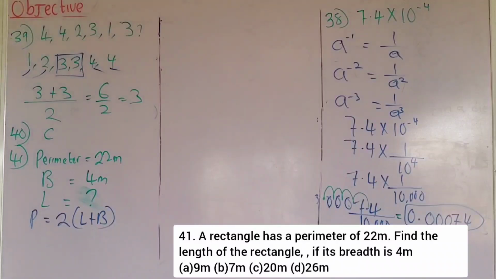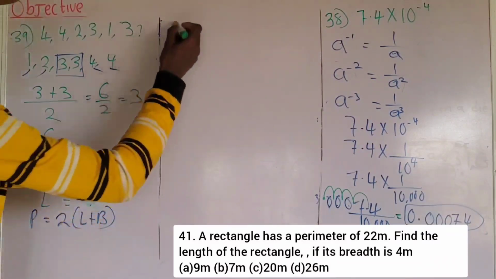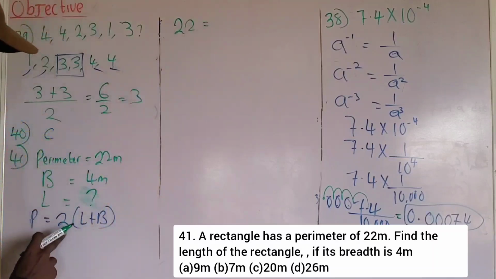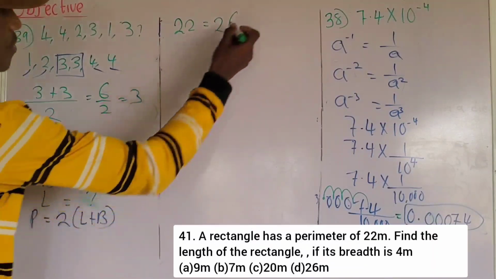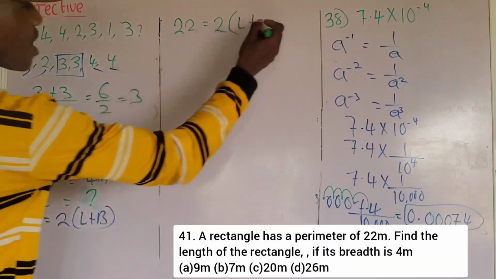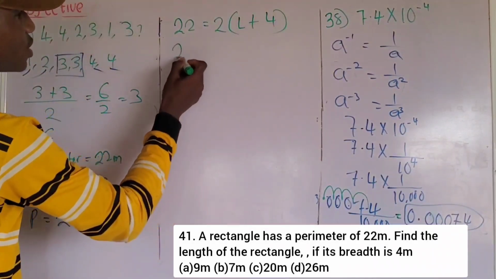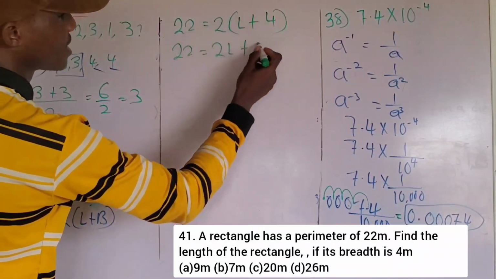So it's important that you master those topics very well, because this kind of question is what you're going to come across in your exam. Okay, so now when the breadth is 4, I can easily say that perimeter is 22. So I'm going to have 22 is equals to 2 multiplied by L. We don't know the value of L, let us put it plus B. Don't forget that breadth has been given as 4, so I'm going to have plus 4. Okay, 22 is equals to 2 times L, 2L, plus 2 times 4, that is 8.